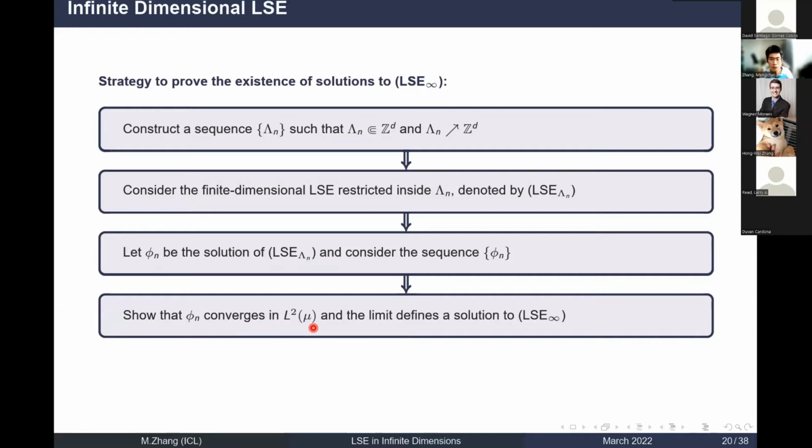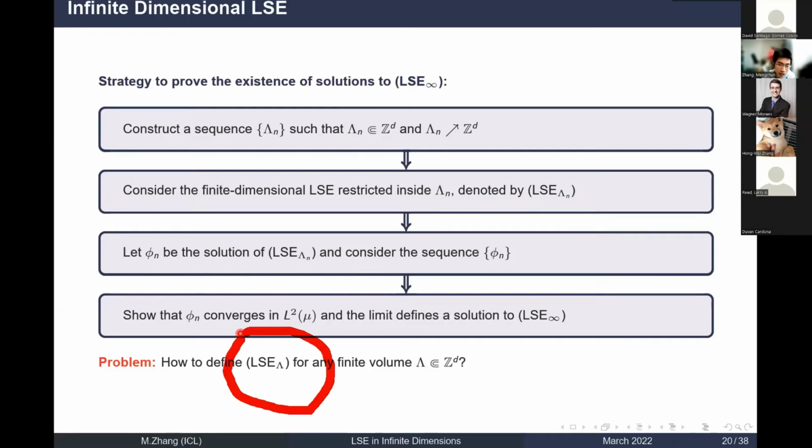But obviously there's a problem here, and that is, how do we define LSE_Lambda for any finite volume Lambda? This is important because you have many definitions for how to define a potential inside Lambda, and therefore many different definitions for this finite dimensional LSE. However, in our case, we will choose the most natural and probably the easiest option for this LSE_Lambda, which I will show you in a second.